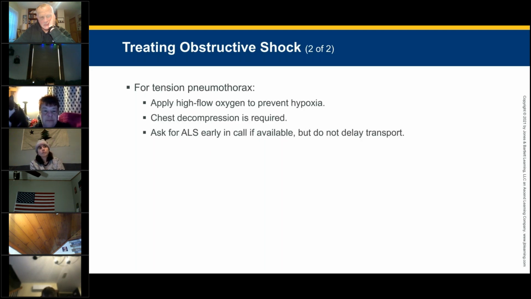For tension pneumothorax, administer high flow oxygen via a non-rebreathing mask early to prevent hypoxia. Chest decompression is going to be required to relieve the pressure in the chest, and chest decompression is an ALS skill. You're going to need a paramedic to do this. However, you should not delay transport waiting for your paramedic to show up.